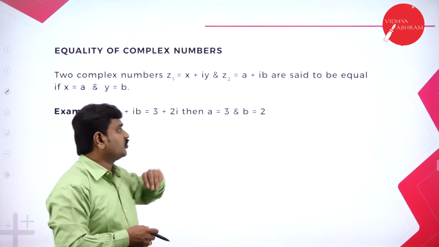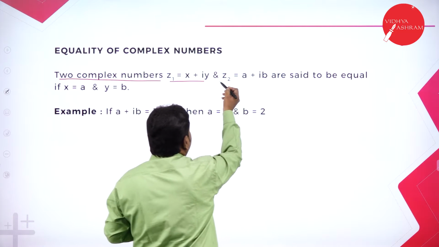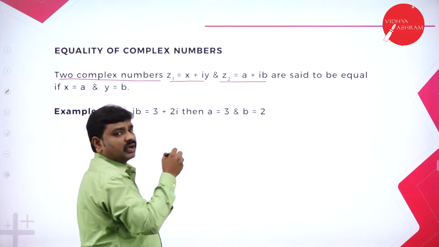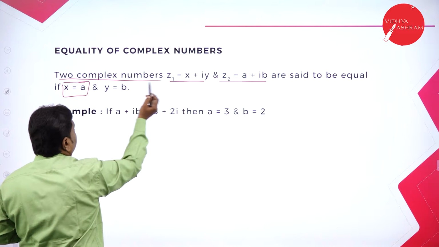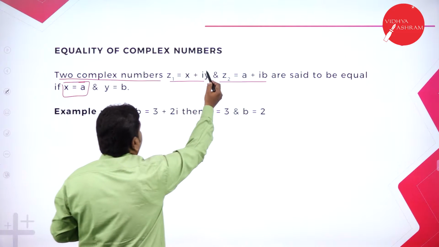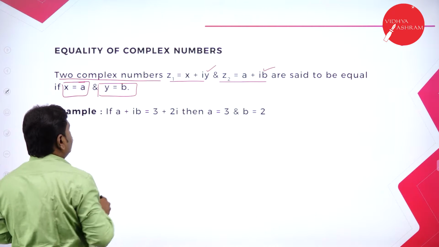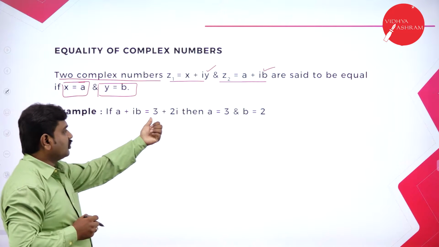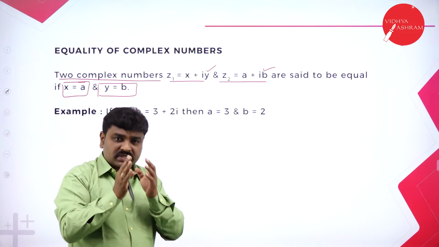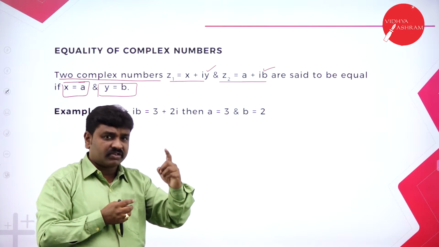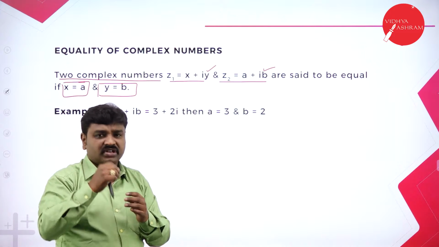Remember this. So that's why we say two complex numbers z1 is equal to x plus iy and z2 is equal to a plus ib are equal if and only if the real parts are equal. The first element, that is x, should be equal to a, and the coefficient of i should be the same, y should be equal to b. For example, if I take a plus ib is equal to 3 plus 2i, I am equating two complex numbers. Two complex numbers are said to be equal if the real part of the first is equal to the real part of the second and the imaginary part of the first is equal to the imaginary part of the second.